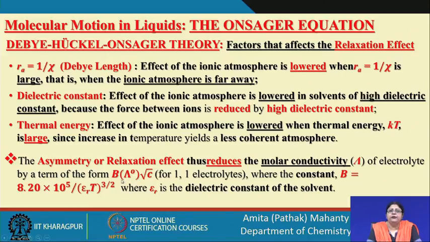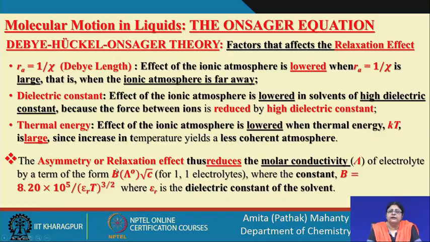B in relation to the molar conductivity will be a constant into the limiting value of molar conductivity into root C for a 1,1 electrolyte. So, for a 1,1 electrolyte, the formulation of the Debye-Huckel-Onsager theory is due to the relaxation effect. This is the constant which we are going to have.